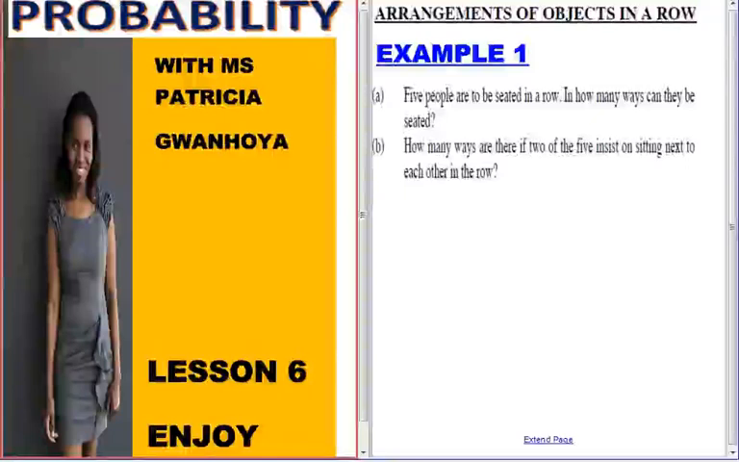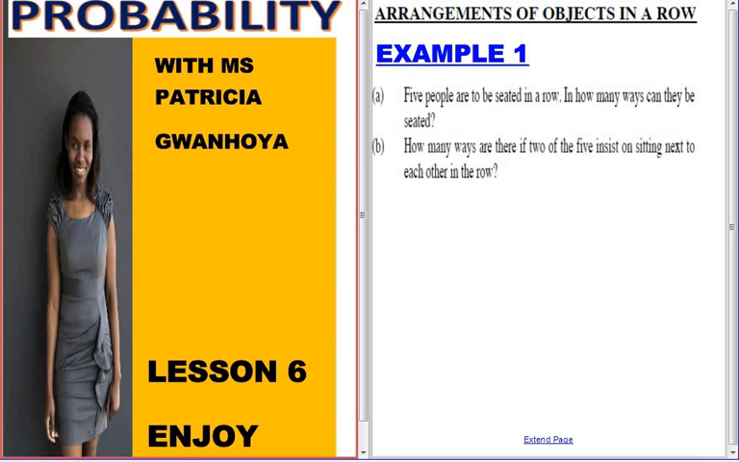Welcome, dear students. This is your probability lesson 6, and here we are going to talk about objects, or rather arrangement of objects in a row. So we're just going to put some objects in a row and figure out in how many ways we can do it, and if some things have to be together, then how do we do it, and if certain things do not have to be close to each other, how do we still do that one?